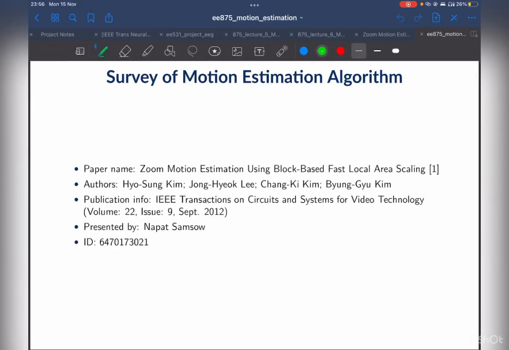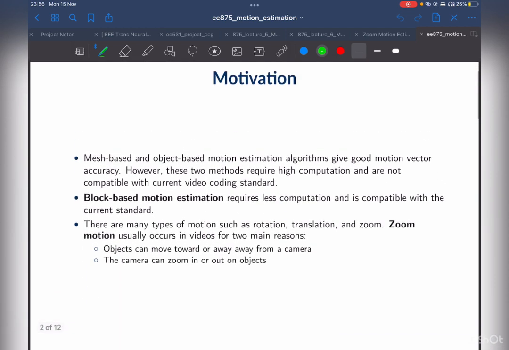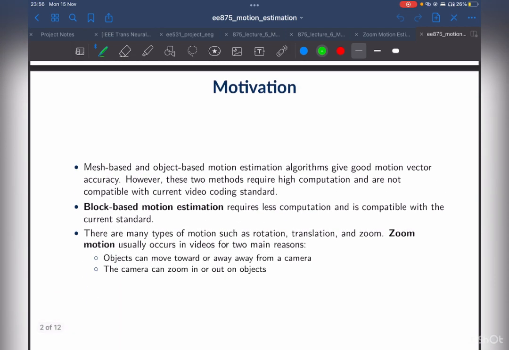In this presentation, I'm going to talk about the paper, namely Motion Estimation Using Block-Based Fast Local Area Scaling, which is published in IEEE Transactions on Circuits and Systems for Video Technology. First, the method in this paper is block-based motion estimation, and they introduce the zoom motion vector.